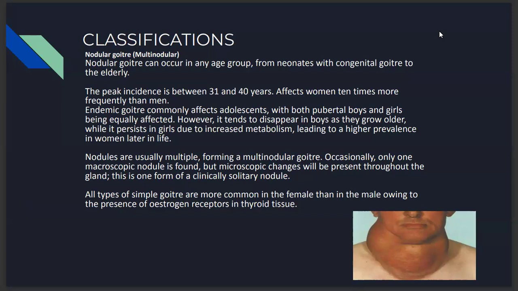Nodules are usually multiple, forming a multinodular goiter. Occasionally, only one macroscopic nodule is found, but microscopic changes will be present throughout the gland. This is one form of a clinically solitary nodule. All types of simple goiter are more common in females than in males, owing to the presence of estrogen receptors in the thyroid tissue.